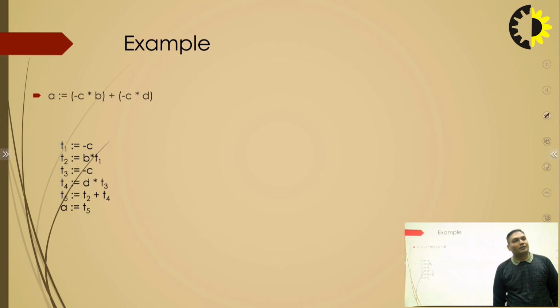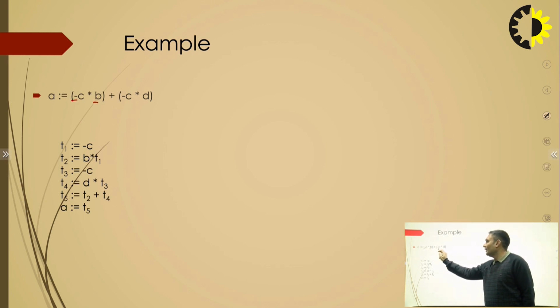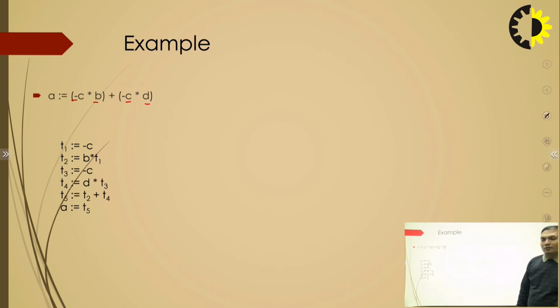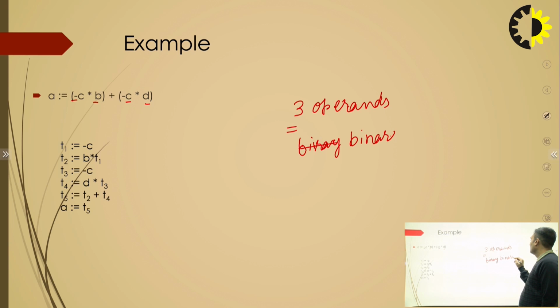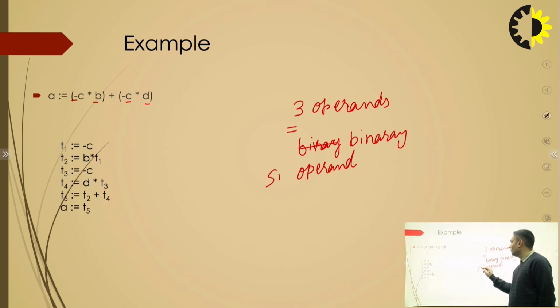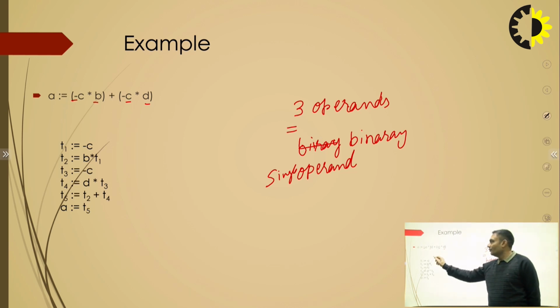So let's take an example. I have an instruction A equals minus C star B plus minus C star D, and I want to convert this instruction into 3-address code. So what can I write? What I will keep in mind is, firstly, there should be a maximum of 3 operands. There should be an equal to operator. There may be a binary operator on the right hand side. There may be a single operand on the right hand side. So these are the possibilities when we write 3-address code corresponding to the instruction.